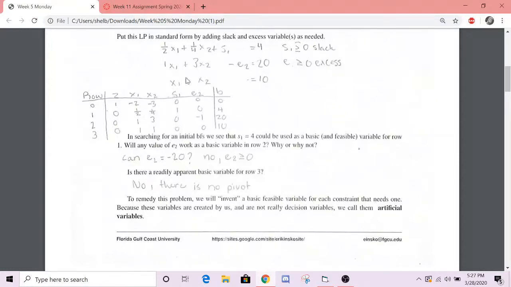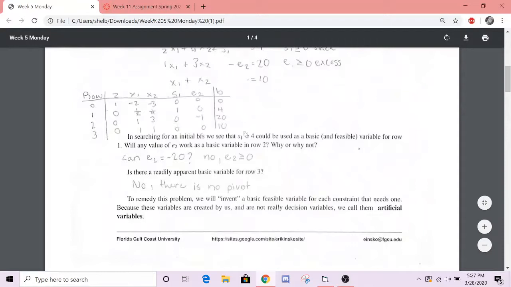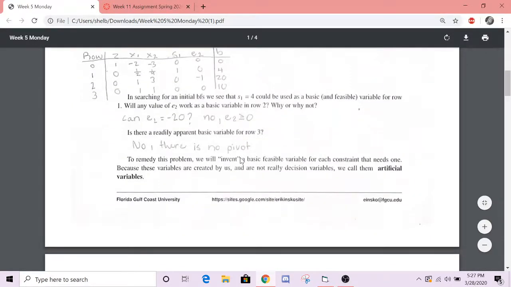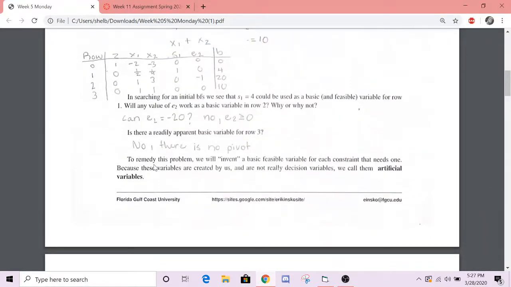And this is already a pivot column, and this is nearly a pivot column if we multiplied it by -1, but we see that we can't do that in the previous problem. So we need to basically change the table up by adding in different variables. It says to remedy this problem, we will invent a basic feasible variable for each constraint that needs one. Because these variables are created by us and are not really decision variables, we call them artificial variables.